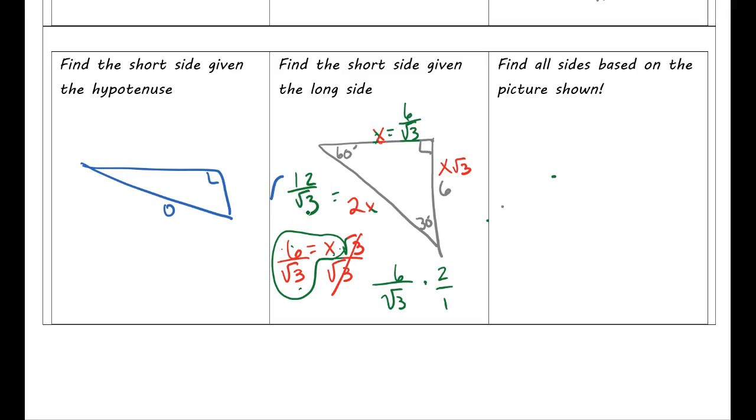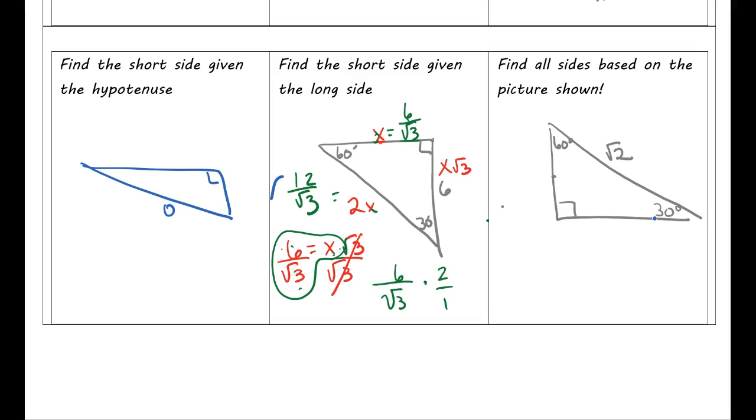Okay, last one, and then you are off to your practice. We're going to find all sides based on the picture shown. So I'm going to draw a picture, and this is going to be what's given. And you're going to try to figure out how to work it, okay? Let me do that. Okay, so if this was given to you, feel free to hit pause and try this on your own before you see the steps that I would take. But you want to find all the sides of a triangle like this, okay?